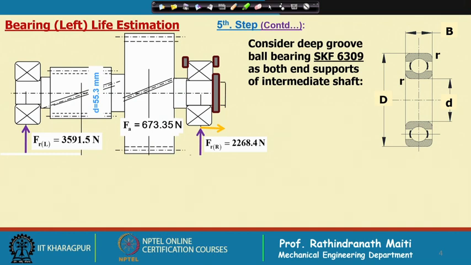Now, what is 63? 63 is a series. The deep groove ball bearing series starts from 60, then 62, then 63, and there is 64. The higher this number, the higher the load carrying capacity for the same internal diameter, ID, but the outside diameter will be different depending on the series.